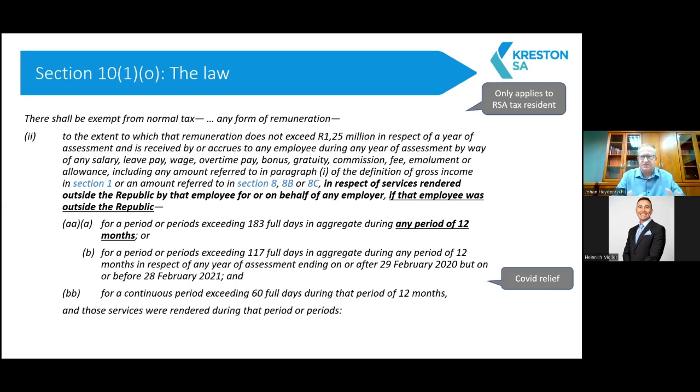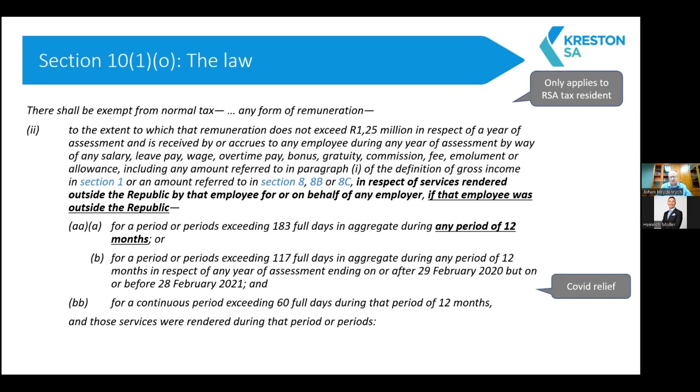This section 10(1)(o) talks about the exemption of part of your income if you are a resident. So it only applies to a tax resident, a South African tax resident who's in employment. All right, so what does it apply to? It applies if you are employed by any employer, you must be a South African resident, but you can be employed, as I said, by a Namibian employer or South African employer, doesn't matter.